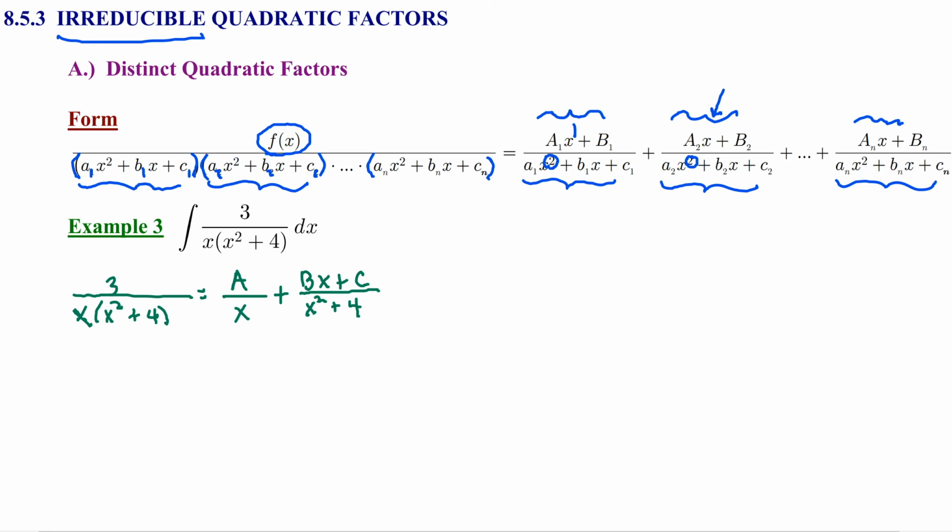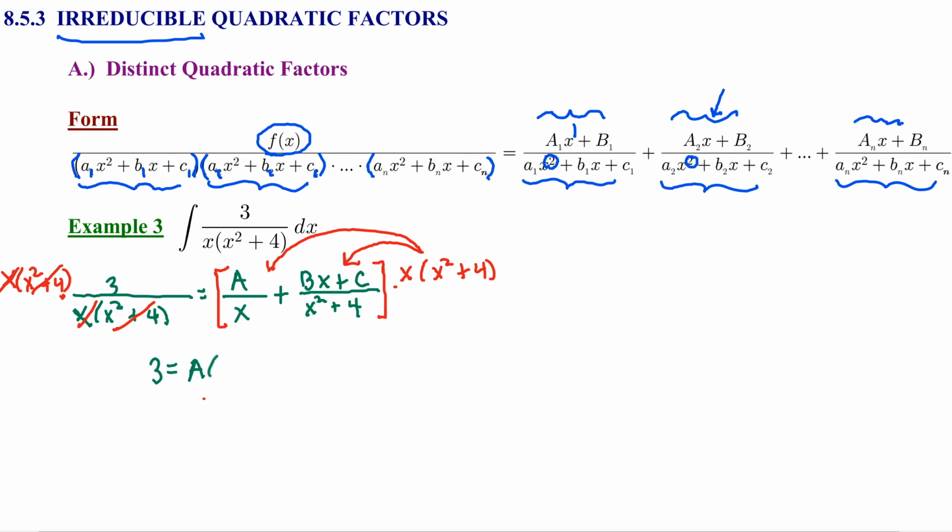Now that we have it successfully separated into a couple of partial fractions, the next part is the same as what we practiced in the previous video. We're going to multiply both sides of this equation by the common denominator, which is the product of our two denominators, x times x squared plus 4. On the left side, notice the denominators would cancel, leaving behind just a 3. On the right side, we're going to distribute the LCD to both of those factors. In the first one, the x cancels, and we have left behind a times x squared plus 4.